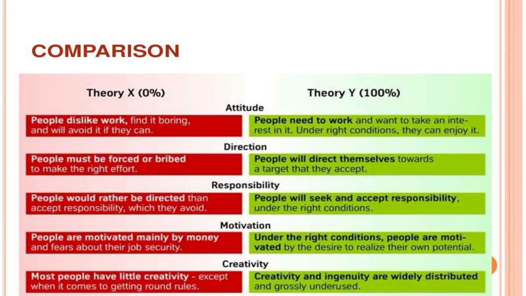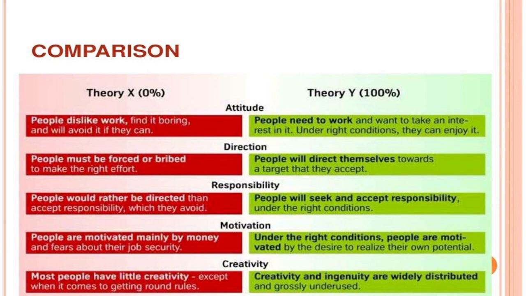Coming to direction, in theory X people must be forced or bribed to make the right effort. So every time you have to motivate them to do work, and you have to give sops to complete or accomplish their work. Then people of theory Y have a target that they accept. Okay? They themselves are the self-motivators. Theory Y people set their targets and accomplish them, and they enjoy their life as well as their duty or job.